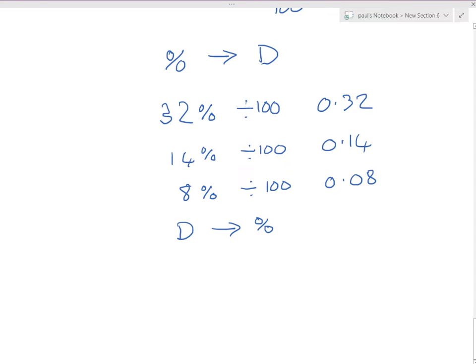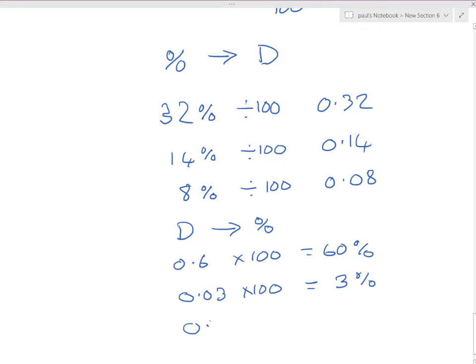So decimals to percentages. If we're going to divide, it looks like we're going to have to multiply to go the other way around. So 0.6 times 100 equals 60%. 0.03 times 100 equals 3%. And 0.12 times 100 equals 12%.